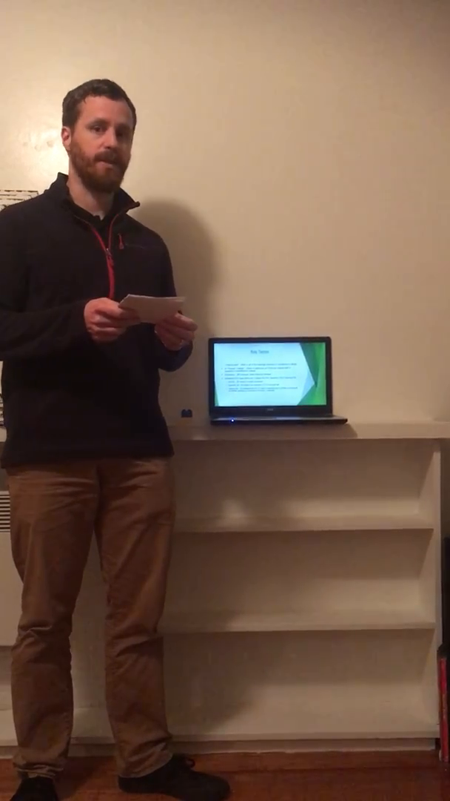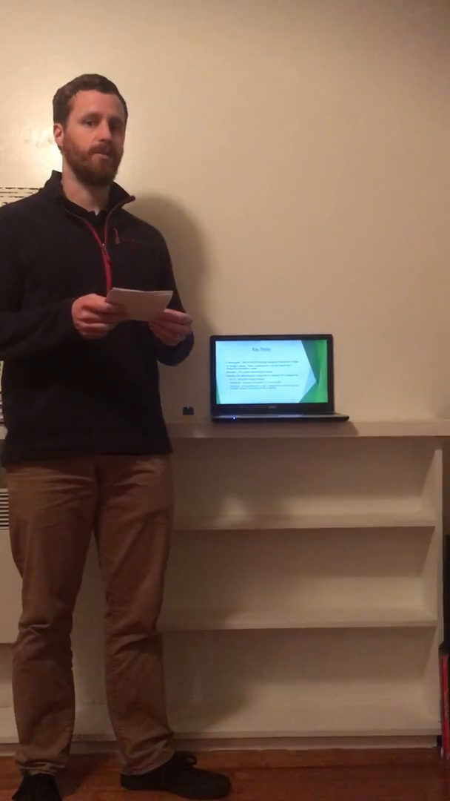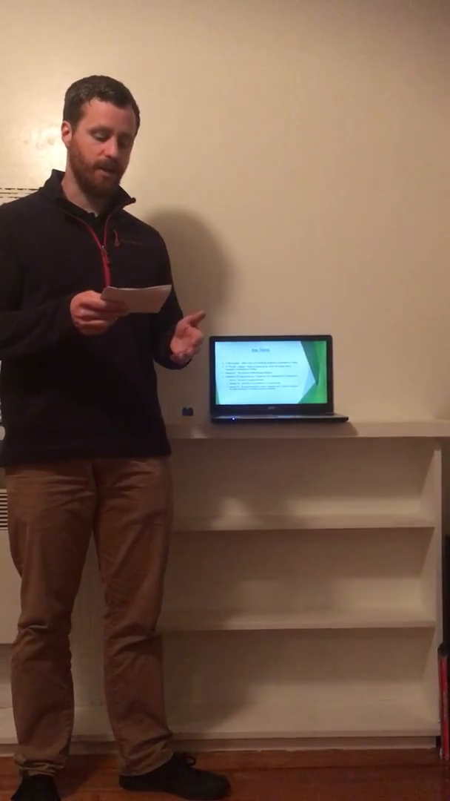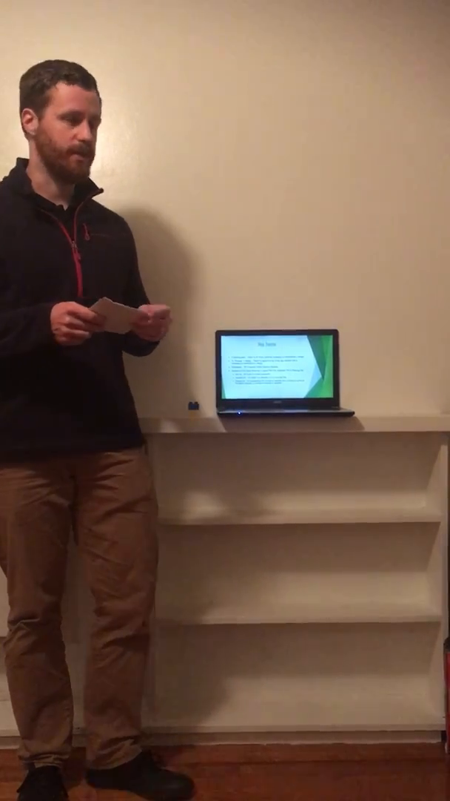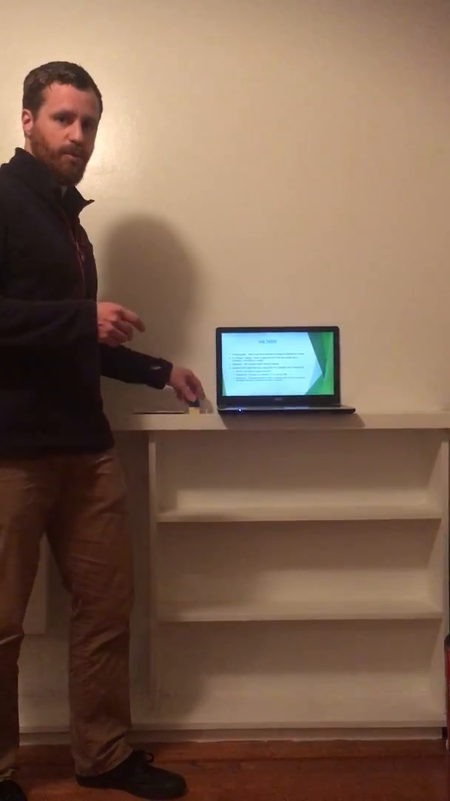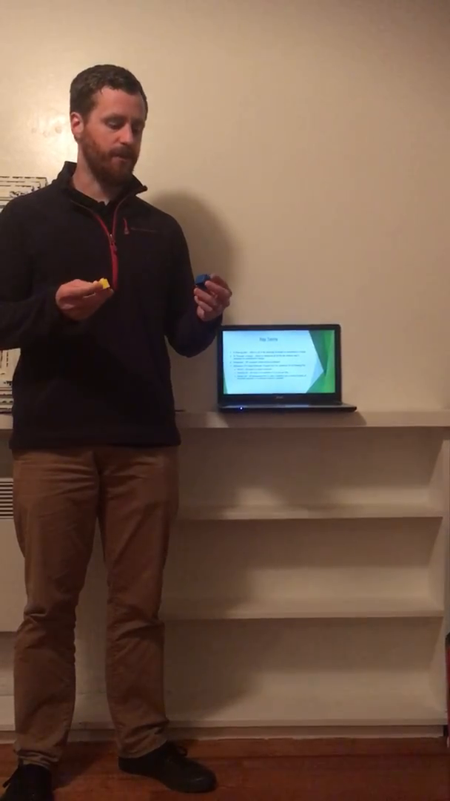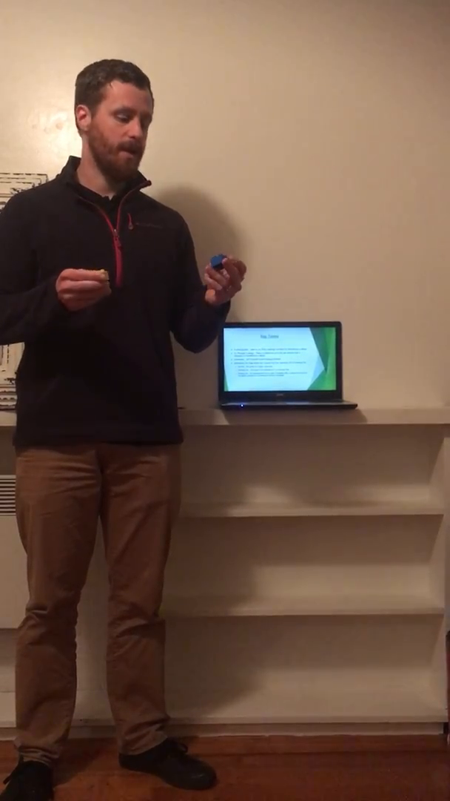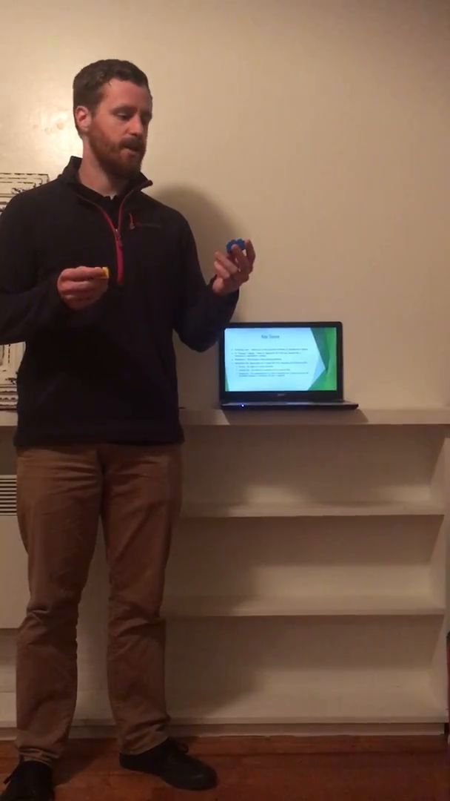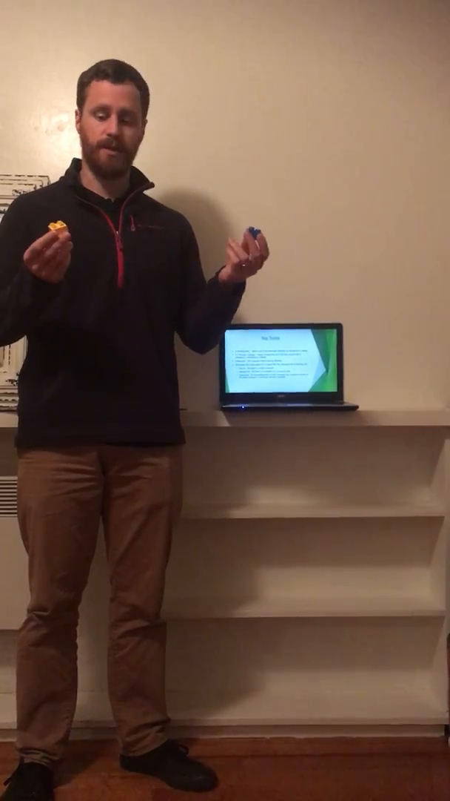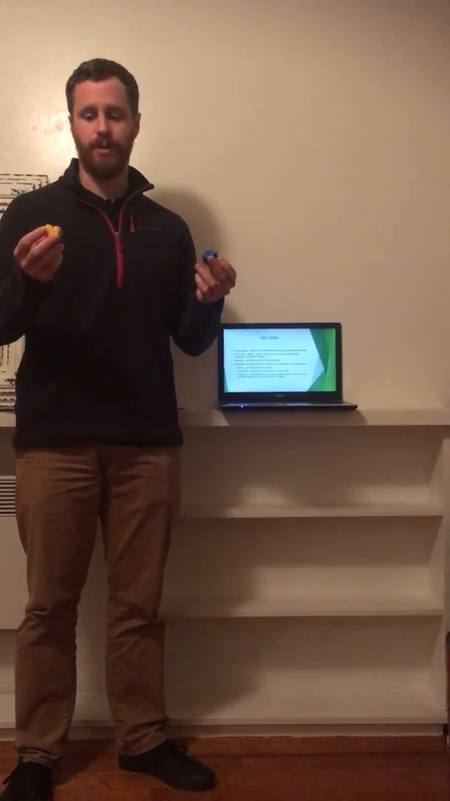SolidWorks is a 3D computer-aided drawing package, and in SolidWorks there are three types of files. I just have a little prop here to help illustrate the point. So the first type of file is a part file, and basically a part file is just a 3D model of a single component. So in this case we have a blue part and a yellow part.